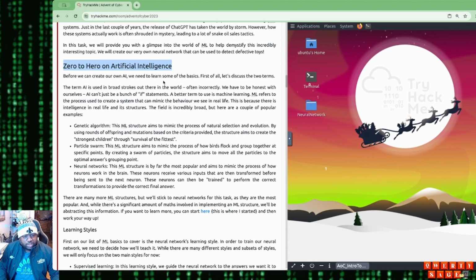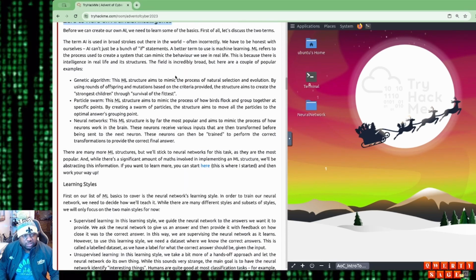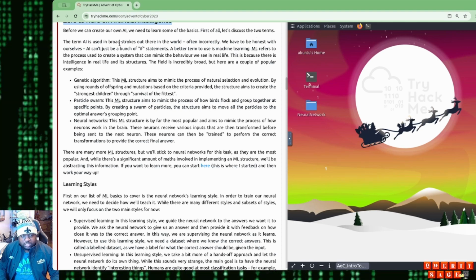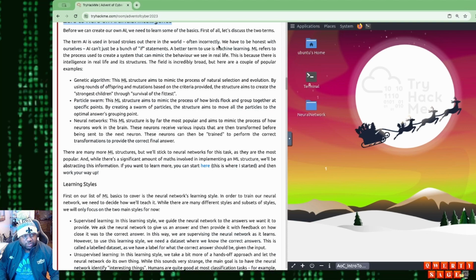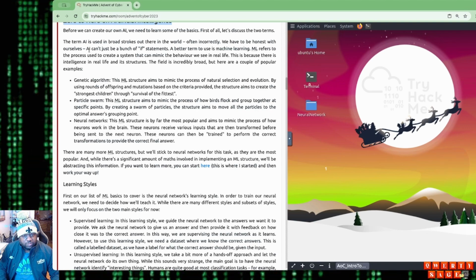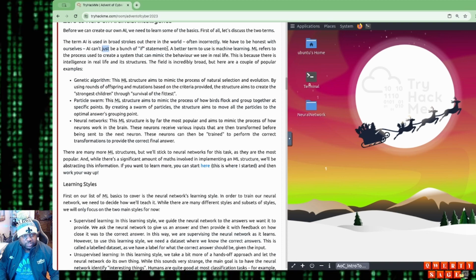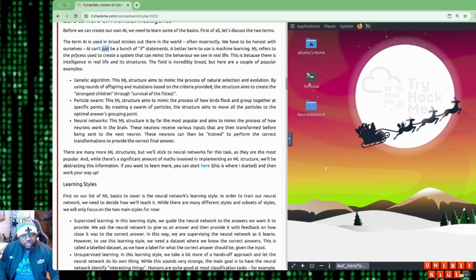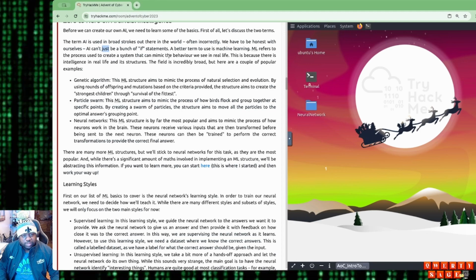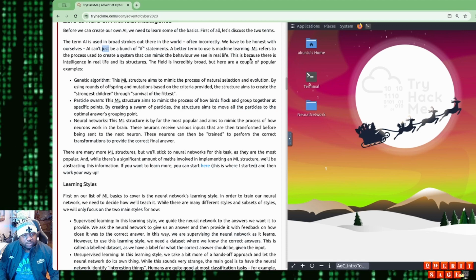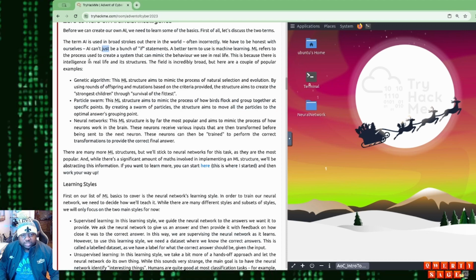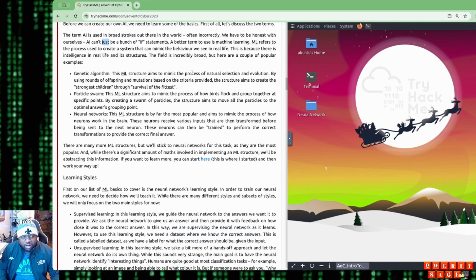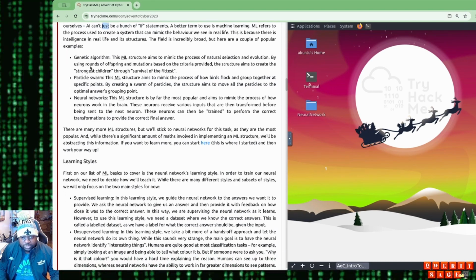Zero to hero in AI. Before we create our own AI, we need to know some of the basics. First, let's discuss two terms. AI is used in broad strokes in the world, often incorrectly. AI can't just be a bunch of if statements. A better term to use is machine learning. Machine learning takes the process used to create a system that can mimic the behavior we see in real life. This is because there is intelligence in real life and its structures. The field is incredibly broad, but here are a couple popular examples.